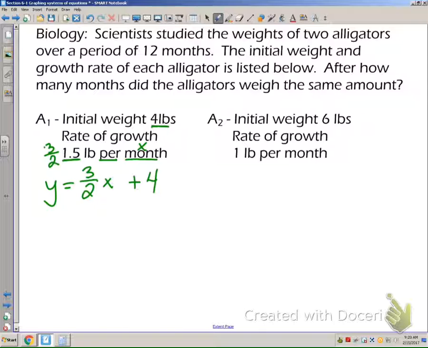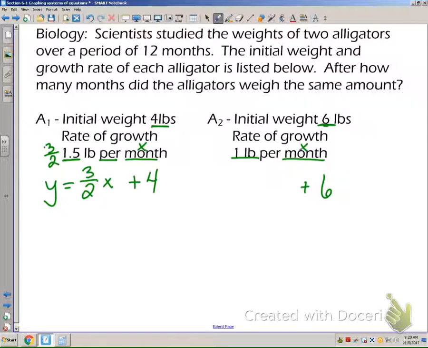Okay, so this alligator, number 2, weighed 6 pounds to begin with. Once again, this is not a varied rate. He weighed 6, it's not changing. I mean, he's gaining weight, but that 6 pounds doesn't change. From the first time that we weighed him, he weighed 6 pounds. That's the way it goes. And then he gained 1 pound per month.